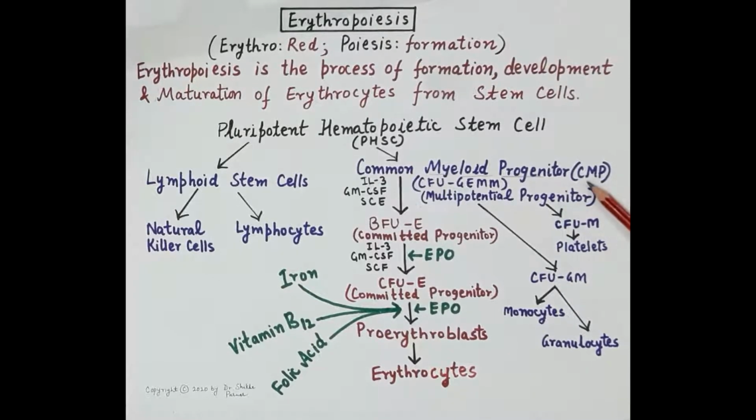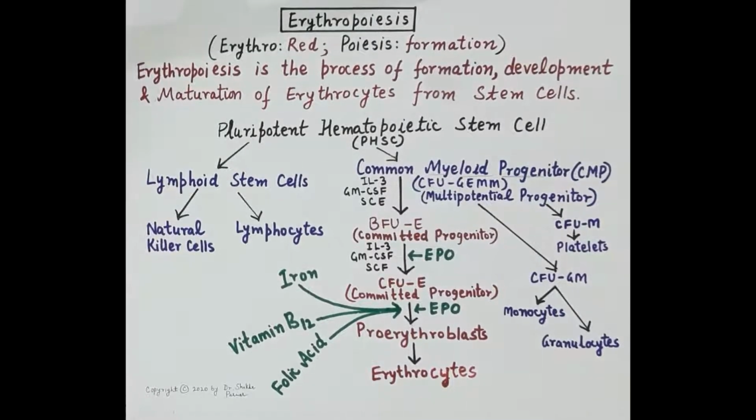Now common myeloid progenitor, these stem cells are also termed as colony forming unit GEMM. Now here G stands for granulocytes, E for erythrocytes, M for monocytes, and M for megakaryocytes, that is the platelets. So these common myeloid progenitors are termed as multipotential progenitor, or colony forming unit GEMM, because they can develop into monocytes, granulocytes, platelets, as well as erythrocytes.